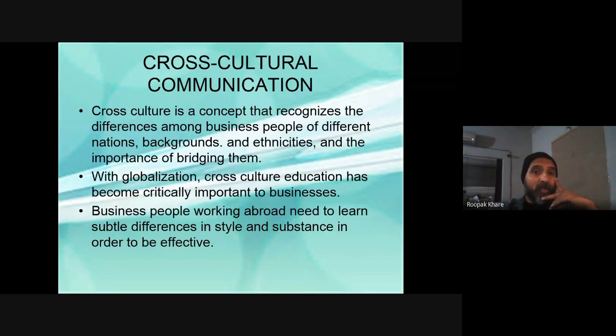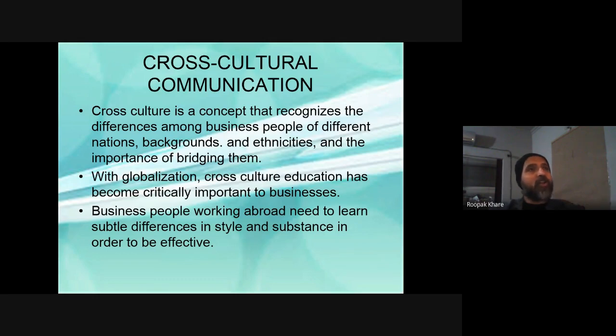So yes, coming back to cross-culture communication. Cross-cultural communication is a concept that recognizes the difference among business people of different nations, backgrounds, and ethnicities, and the importance of bridging them. So when people from different cultures interact, it becomes cross-culture.